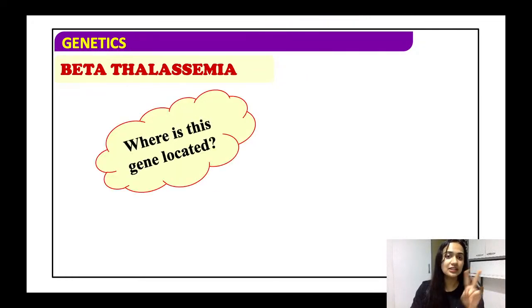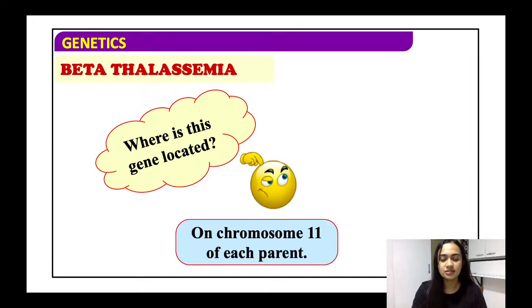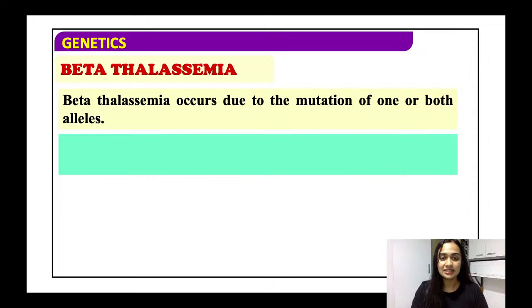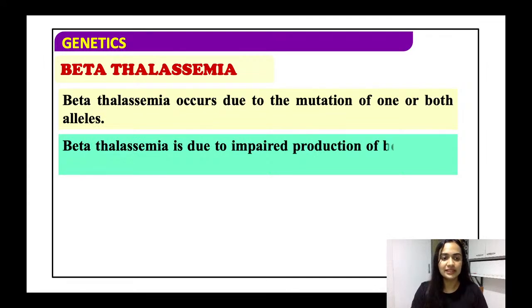Previously we saw it had two genes, but beta is controlled by a single gene. Where is it located? It is located on the chromosome 11 of each parent. All right. Beta thalassemia occurs due to the mutation of one or both the alleles.